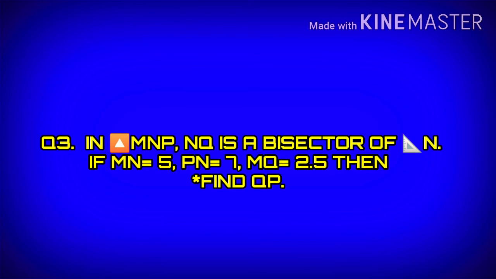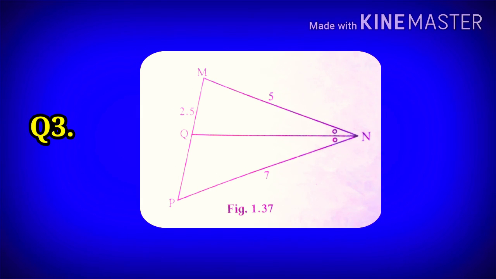Now let's move on to question number 3. What does question number 3 tell us? In triangle MNP, NQ is a bisector of angle N. If MN is 5, PN is 7, MQ is 2.5, then find QP. Before we move to the solution, let's see the diagram. It tells us PN is 7, MN is 5 and MQ is 2.5 and we have to find QP. So now let's move on to the answer.